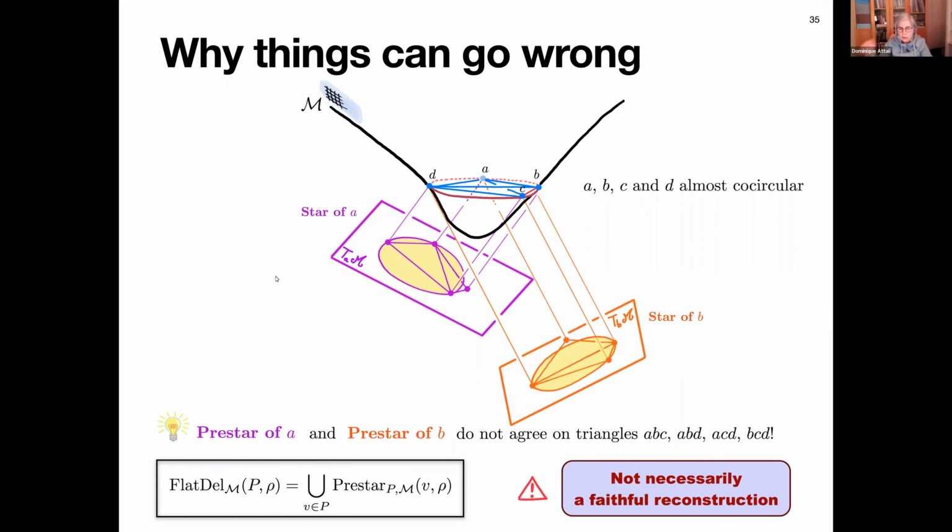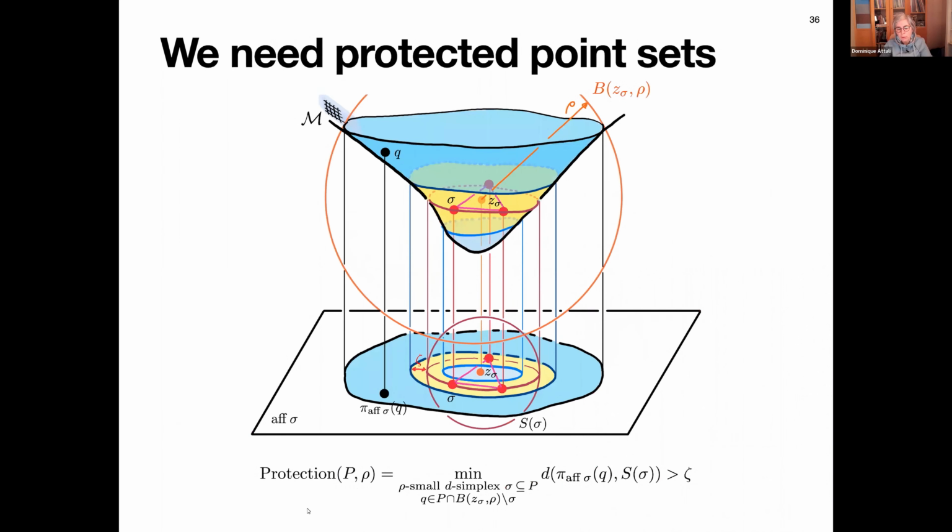Okay, so how to avoid this? We need to stay away from those situations, actually. So we introduce a quantity that we call the protection of the point set at scale rho, which measures how far we are from the previous situation I've just described.